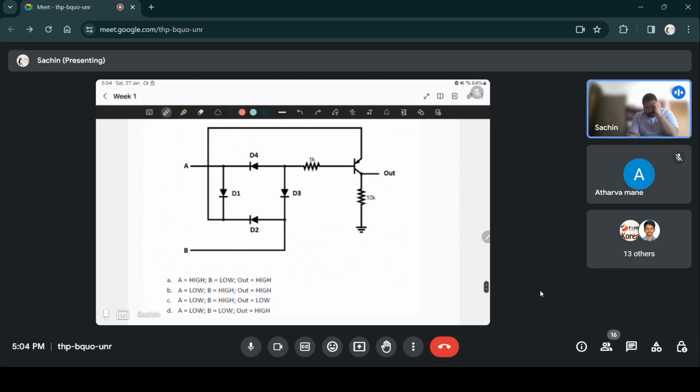So when both A and B are low, there's no voltage provided anywhere in the circuit, so the output will always be low. You can't get a high output when you are not supplied any high voltage at all. So a high output would mean that you have a potential of 5 volts, right? But if you are given 0 volts to both these terminals, where will the 5 volts come from? It can't magically appear. So option D is not correct. This is not correct.